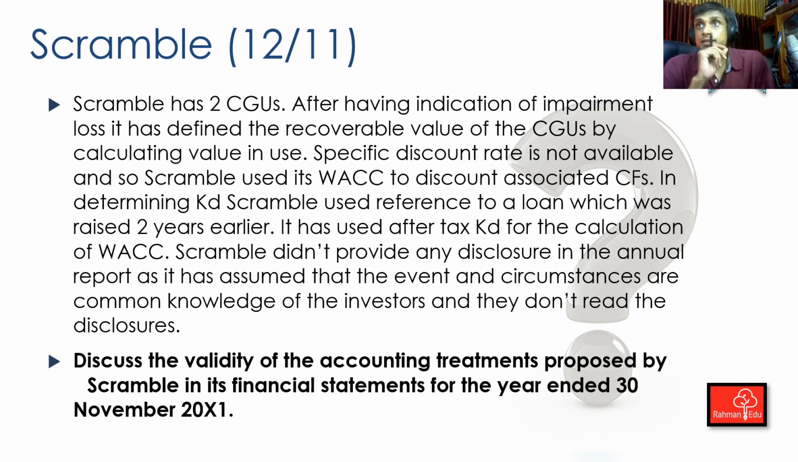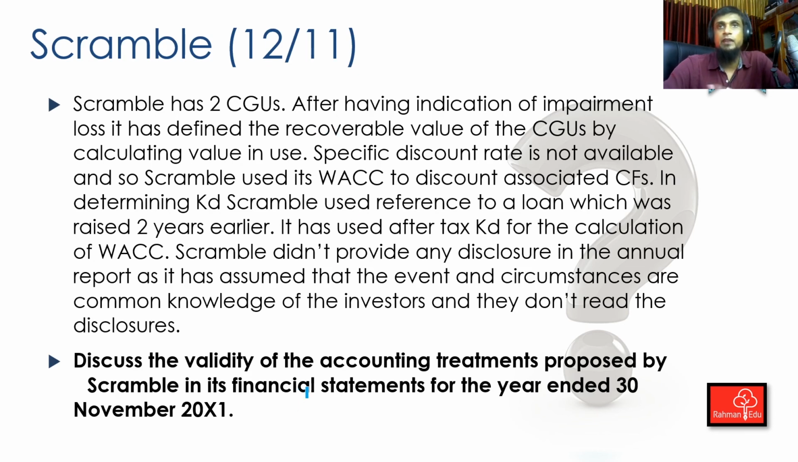Next question. Scramble has 2 cash generating units. After having indication of impairment loss, it has defined the recoverable value of the CGU by calculating value in use. A specific discount rate is not available, and so Scramble used its WACC to discount associated cash flow. Now, first discussion is about this one, regarding discount rate. Same question, second part.